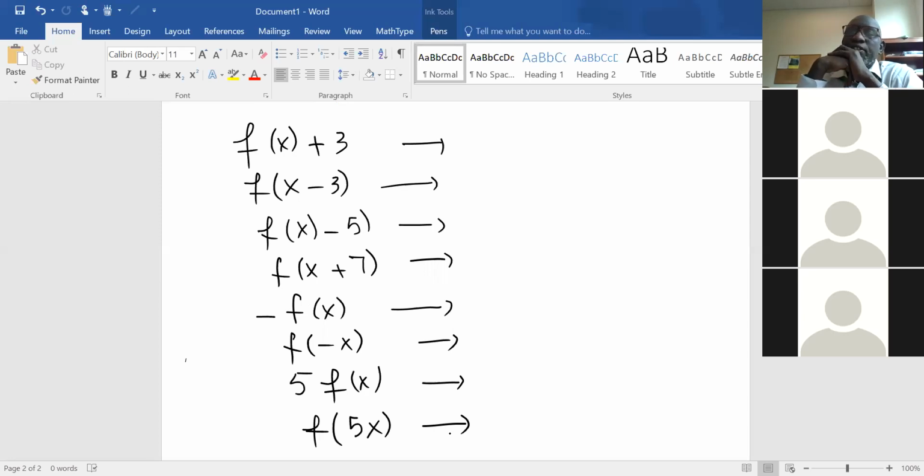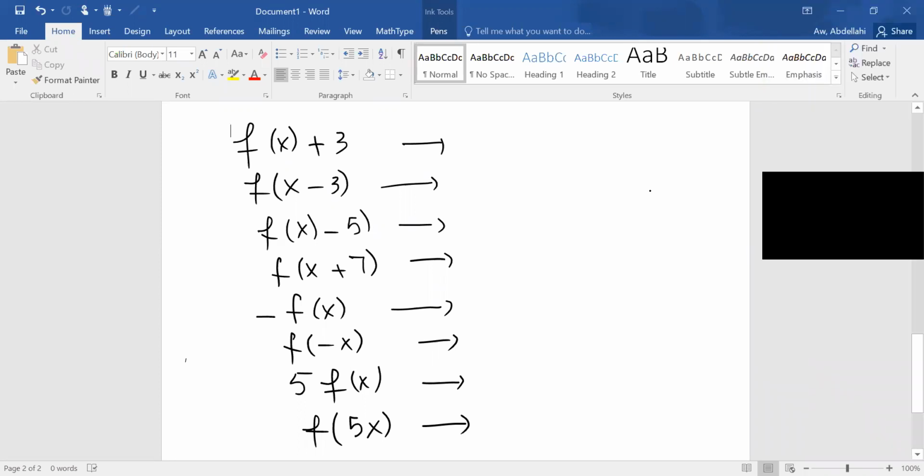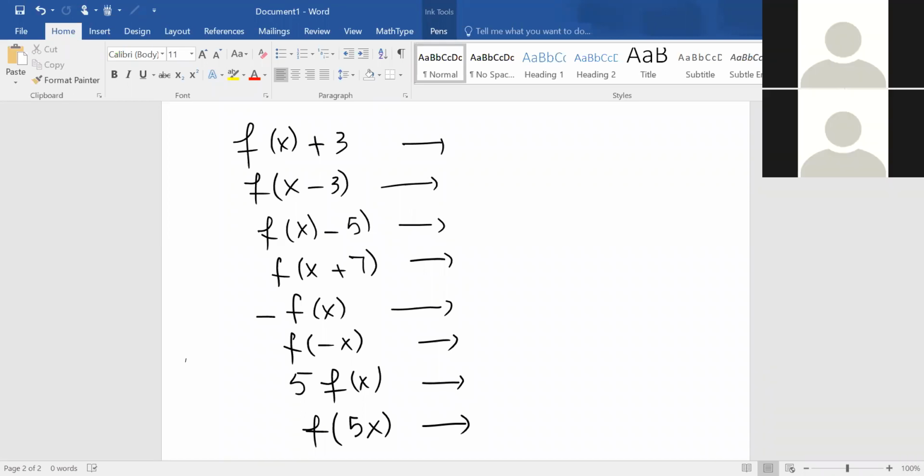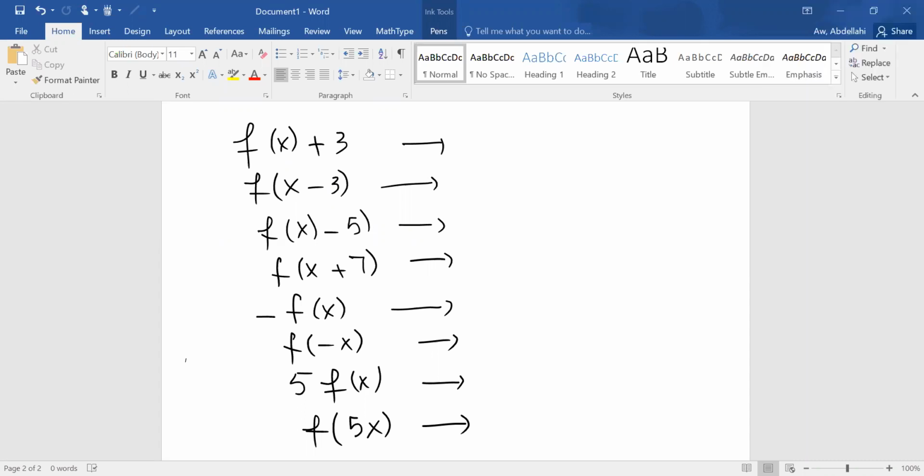For instance, f of x plus 3, what do you have to do? The first one is a y transformation. So what exactly do we have to do? Go up 3. Exactly. So everybody write down the transformations here before we go over them. Write the transformations that you think we have to do.